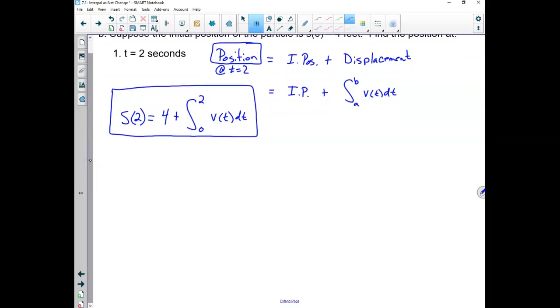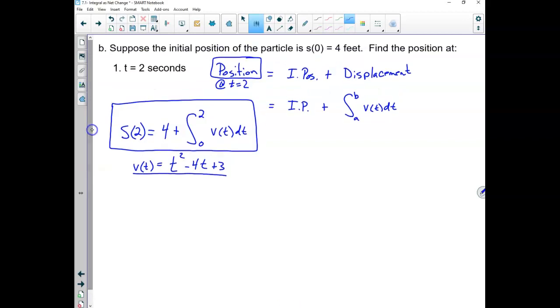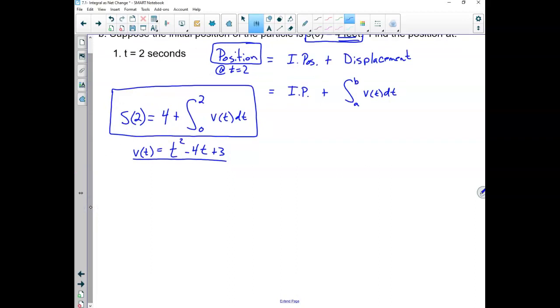Okay, remember, our v of t on this problem was t squared minus 4t plus 3, I think it was, yep, plus 3. That was my velocity function. And if they want me to find my position, well, up here I know s of 0 is 4 feet. So I initially started at 4. So I can algebraically find this. My s of 2 is going to equal my initial position of 4, like I said before, plus the integral from 0 to 2 of t squared minus 4t plus 3 dt.